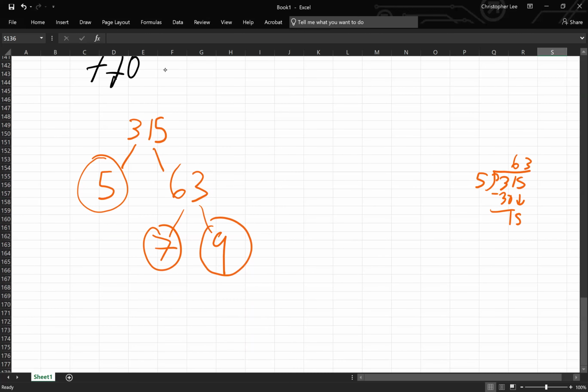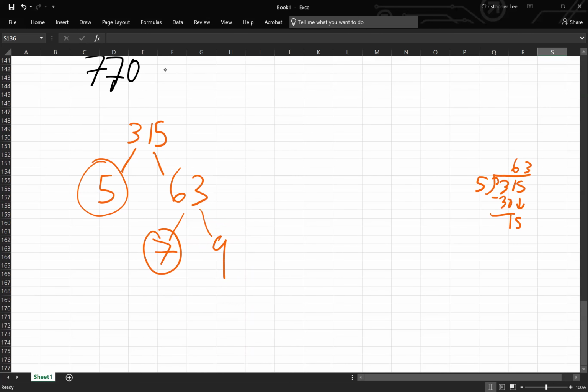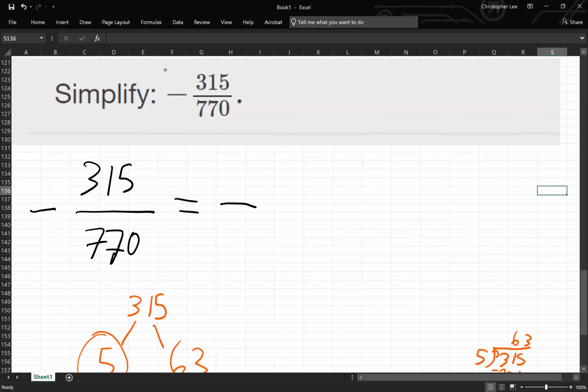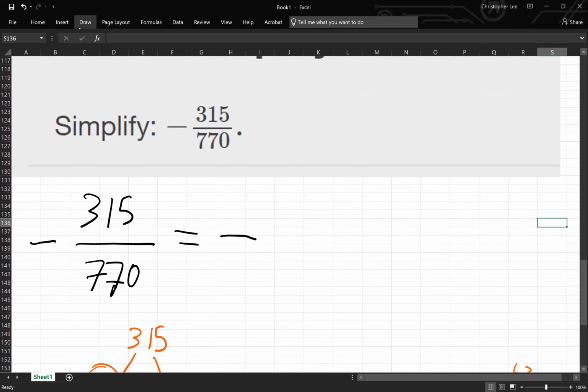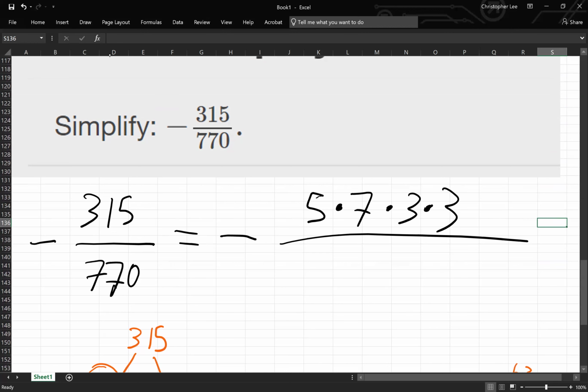Right? Now, oh, so I shouldn't have circled a 9. 9 is not prime. 9 can get broken down even further. 9 would get broken down into 3 times 3, right? So that means that 315 is 5 times 7 times 3 times 3, right? Let's write that up here. 5 times 7 times 3 times 3. Questions on this? You're good?